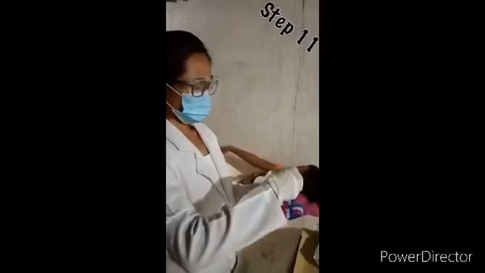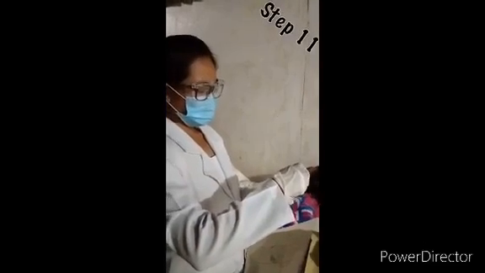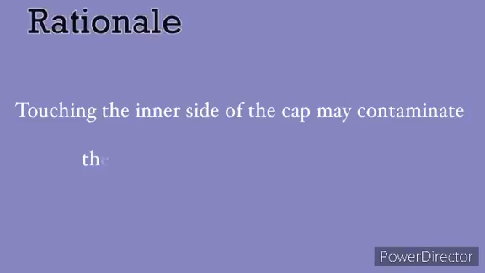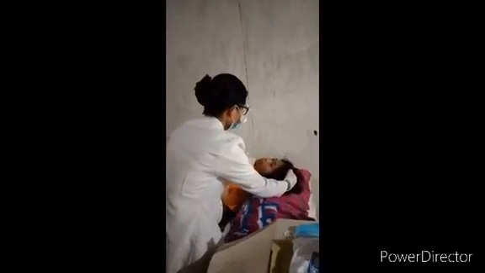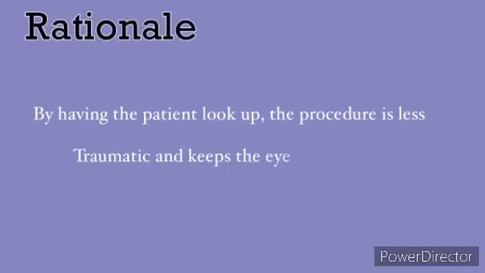Step number 11. Remove the cup from the medication bottle, being careful not to touch the inner side of the cup. Rationale: touching the inner side of the cup may contaminate the bottle of medication. Step number 12. Invert the monodrip that is commonly used to instill eye drops. Have the patient look up and focus on something on the ceiling. Rationale: by having the patient look up, the procedure is less traumatic and keeps the eye still.